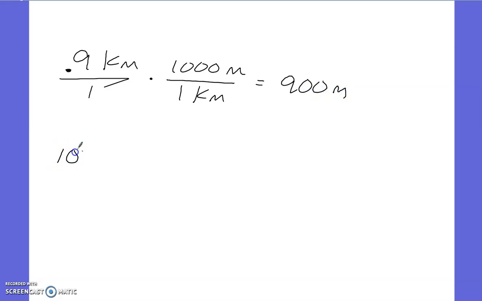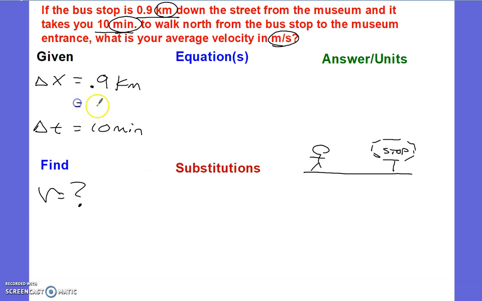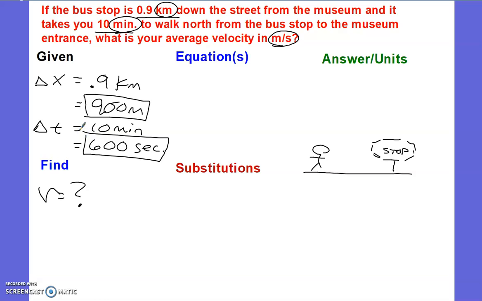Next thing I want to do is convert from 10 minutes to seconds, and we know that for every 1 minute, there are 60 seconds. Again, I'm putting my units in here to see that the minutes cancel out, just like before the kilometers cancel out. Again, then my time converts to 600 seconds. I'm going to go back to my paper. I'm going to put those values in, 900 meters and 600 seconds. Those are the values I'm going to use when I'm using my equation.